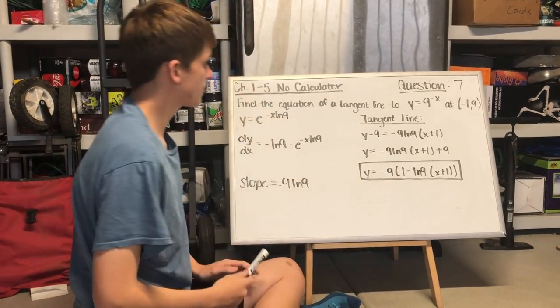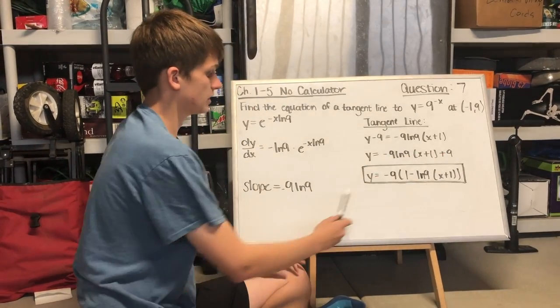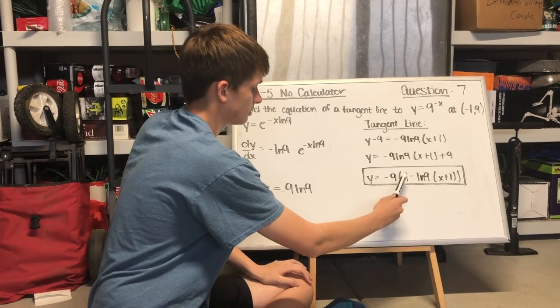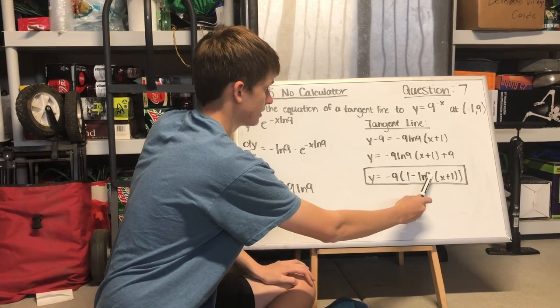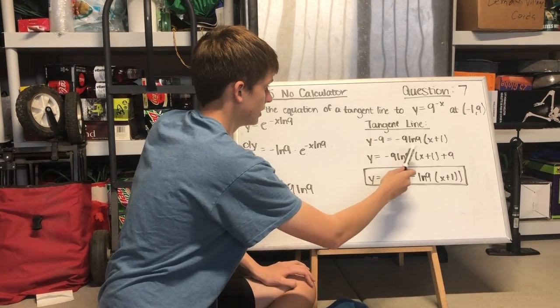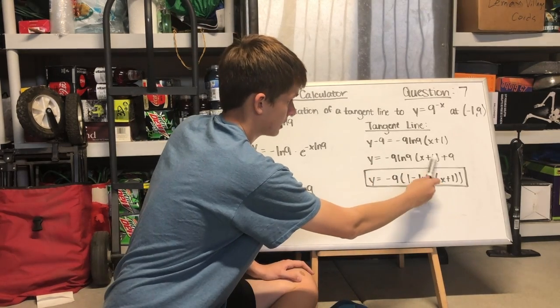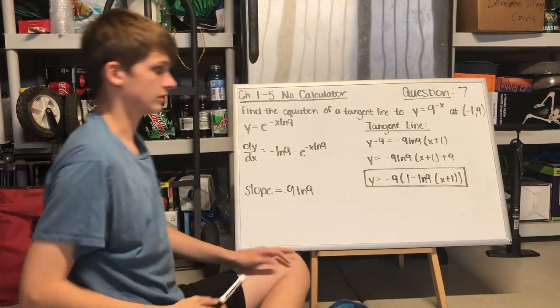And then we can factor out a negative 9 from this whole thing, so that we get y equals negative 9, in parentheses 1 minus the natural log of 9, because this becomes 1, negative 1 natural log of 9. You can flip the signs, and then you get the x plus 1 down here in parentheses.